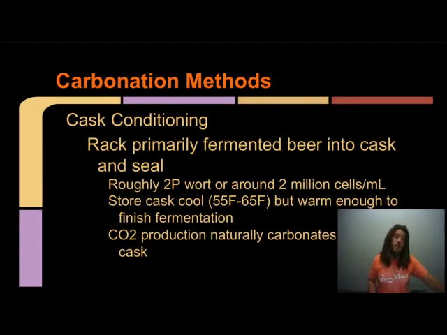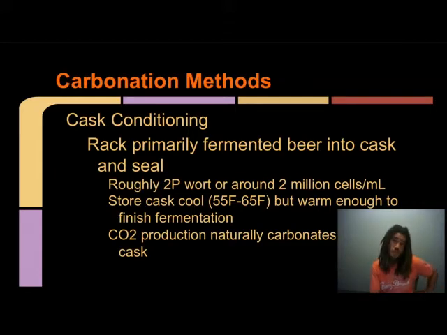Cask conditioning. You basically rack your primary fermented beer into a cask. You seal it, roughly 2 Plato wort, around 2 million cells per ml, though that number is still 1 million per degree Plato per ml. You store the cask cool, 55 to 65 degrees Fahrenheit, leaving it warm enough to finish fermentation. The CO2 production naturally occurs in the beer, in the cask.